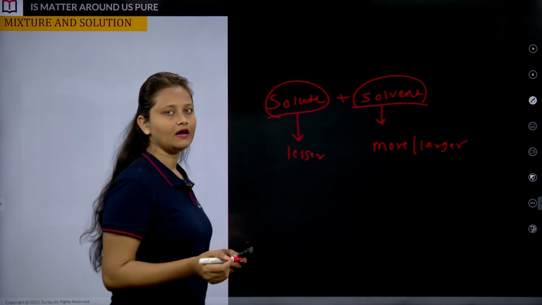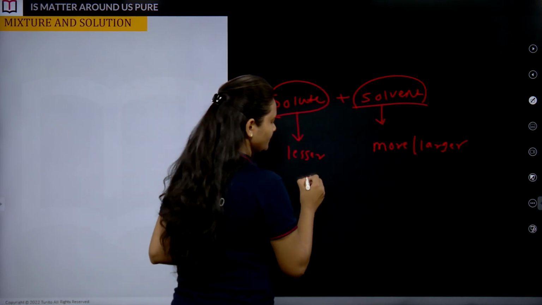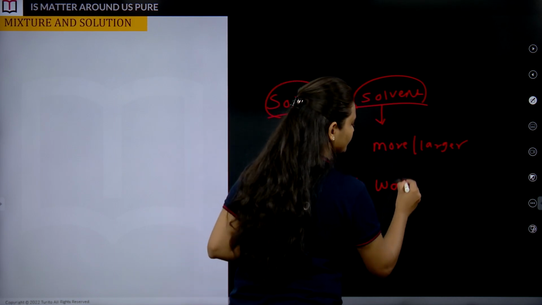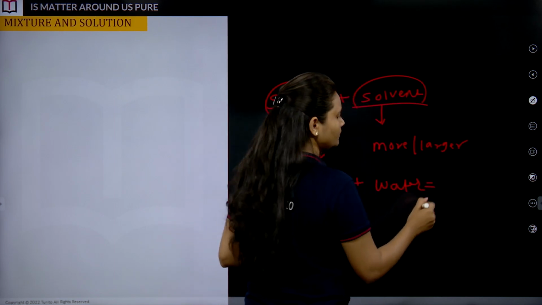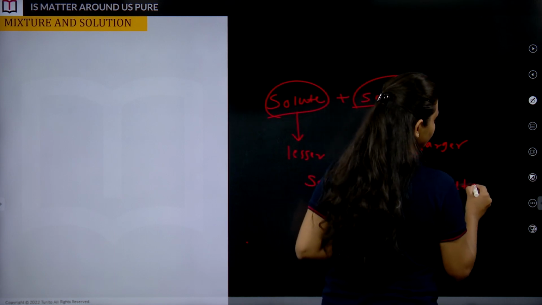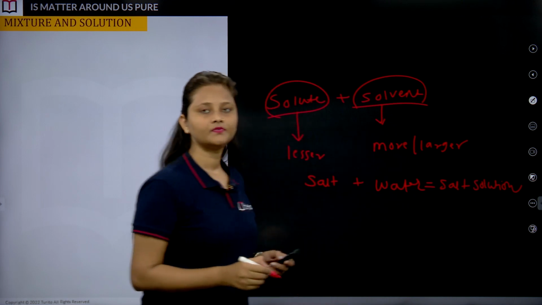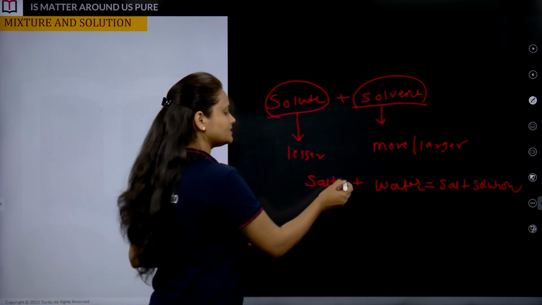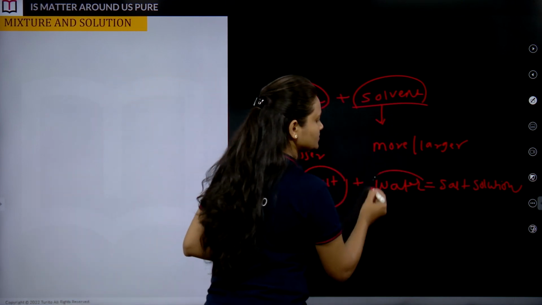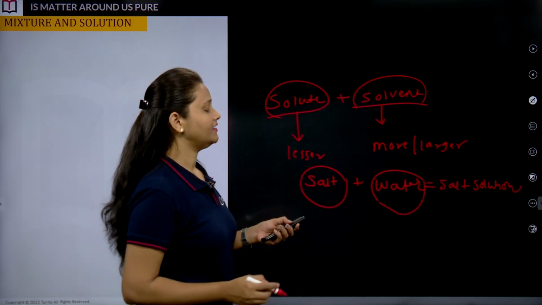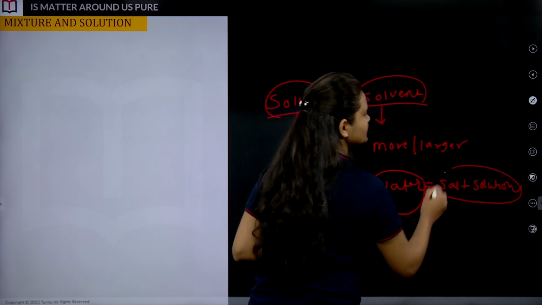We have seen one example, such as salt solution. So salt is getting dissolved in water to give you salt solution, correct? So in this, salt is your solute, water is your solvent, correct? That is what we have seen, the formation of solution.